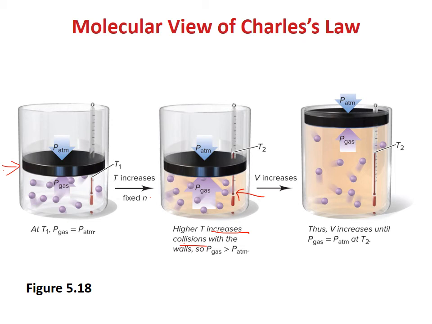And because the pressure of the gas now is greater than the atmosphere pressure, the wall goes up, increasing the volume. When volume increases, the average distance between the molecules and the walls also increases, and this will reduce the pressure until the new pressure equals the atmosphere pressure, and then it will stop. So under constant pressure, increase temperature, increase volume, and that's Charles's law.